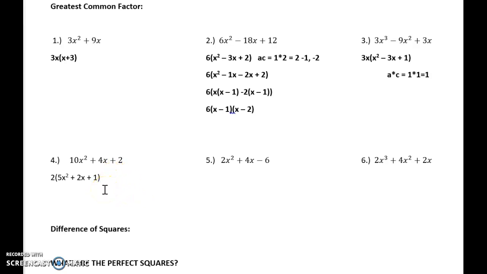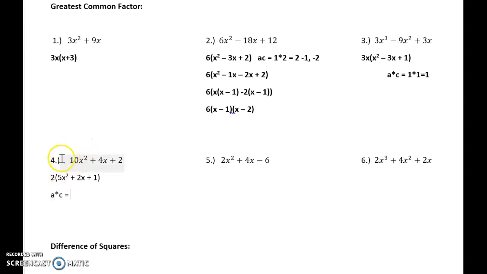Okay, so let's see if we can do AC on this one. A times C. All right, so A, sorry, the computer automatically capitalizes. A is the coefficient right here. Remember, not the variable, just the coefficient. So A is 10. And C, oh, nope, I looked at the wrong line. A is 5. Careful, don't do what I just did. Don't look back up here. Look inside the parentheses. A is 5. And C is 1 right here. 5 times 1 is 5. Okay, so can you guys think of two numbers that multiply to be 5 and add to be 2?